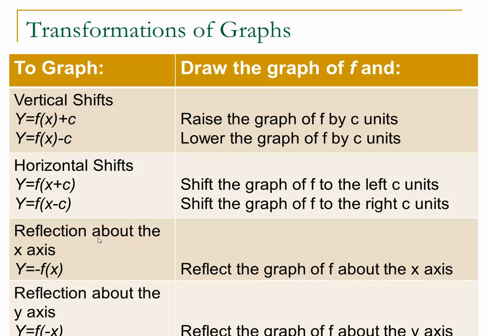A reflection about the axis, and a reflection is exactly that. Imagine that a mirror is being held over that particular axis, and the graph is seeing its reflection in the mirror. So to reflect about the x-axis, the equation would change to be y equals negative f of x, and that's a reflection over the x-axis. A reflection about the y-axis would be y equals f of negative x.